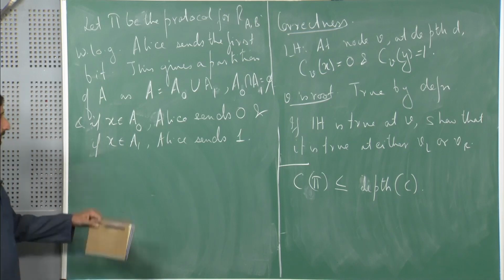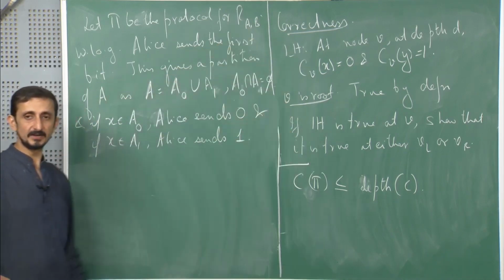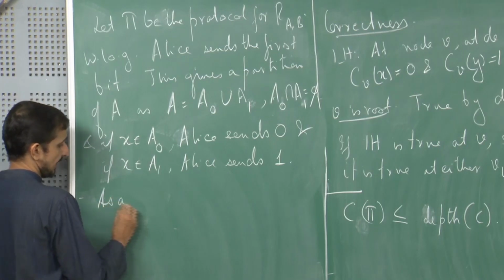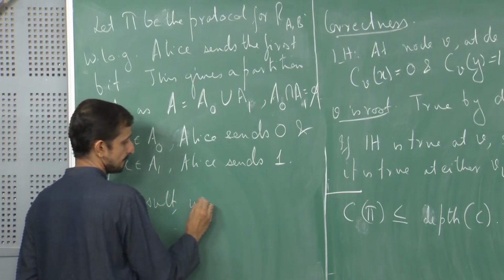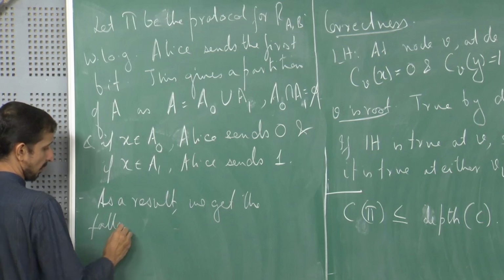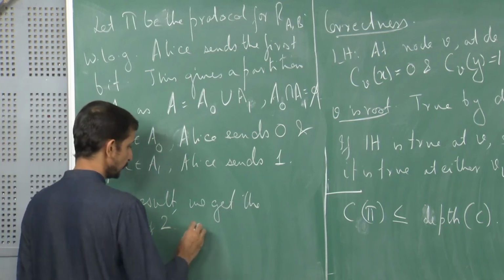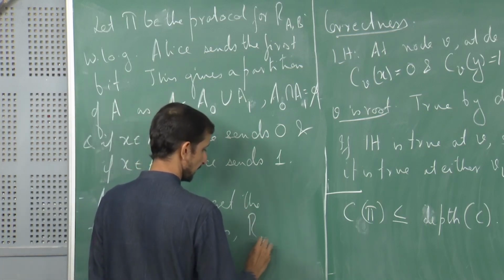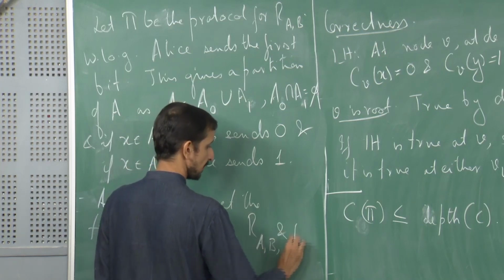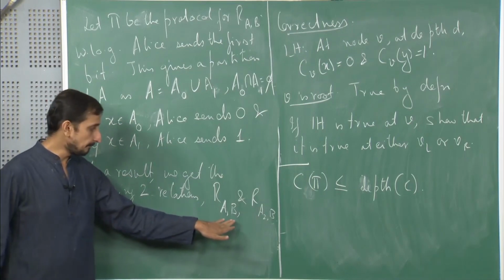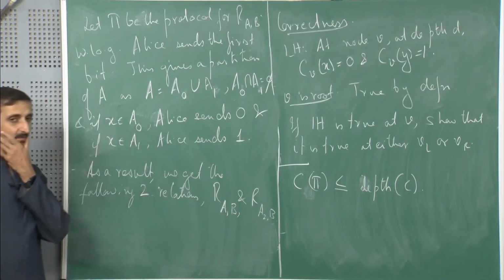Now what do we have? So now we have actually broken down this relation into two sub-relations. As a result, we get the following two relations R A1B and R A2B, right? So, R A1B and R A2B.